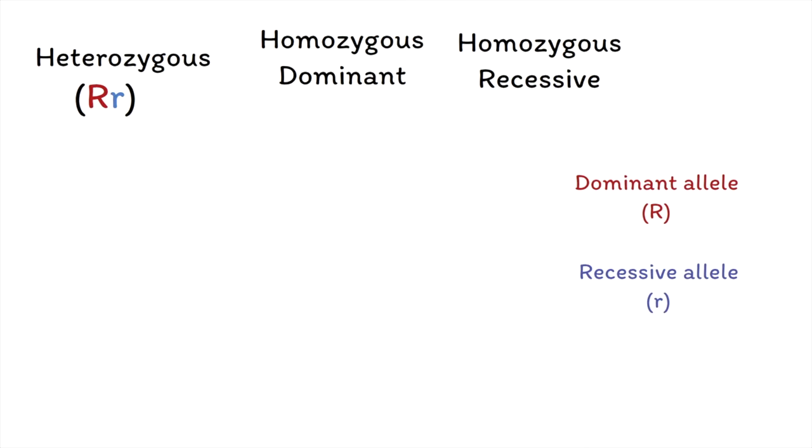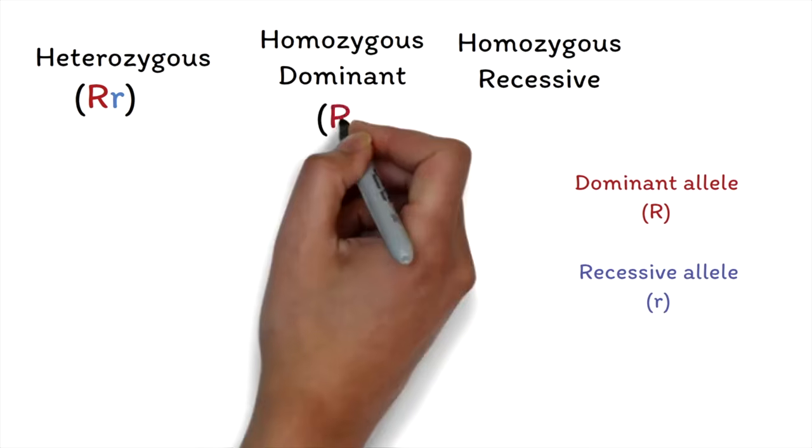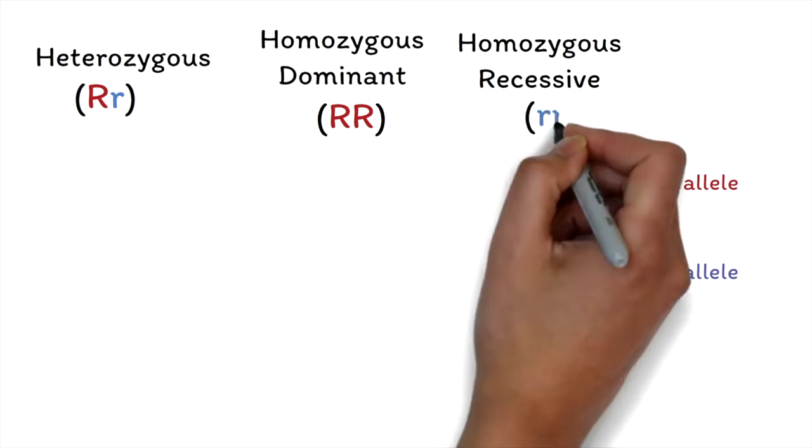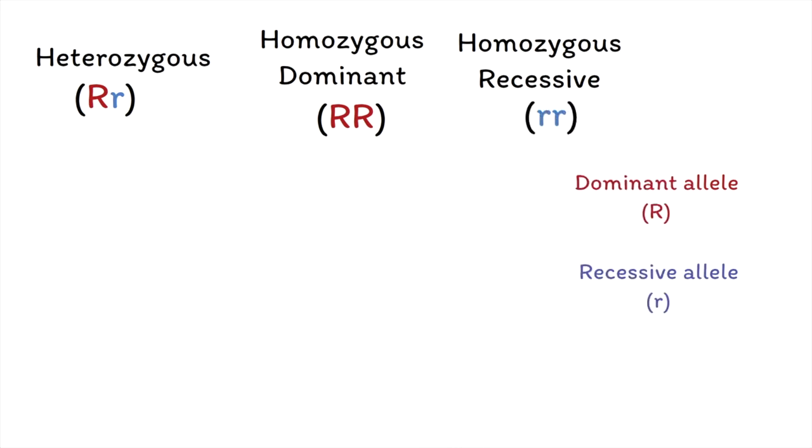Homozygous dominant refers to having 2 identical copies of the dominant allele. In the case of tongue rolling ability, an individual who is homozygous dominant would have the genotype, indicating that they have 2 copies of the dominant allele and are able to roll their tongue. Homozygous recessive refers to having 2 identical copies of the recessive allele. In the case of tongue rolling ability, an individual who is homozygous recessive would have the genotype, indicating that they have 2 copies of the recessive allele and are unable to roll their tongue.